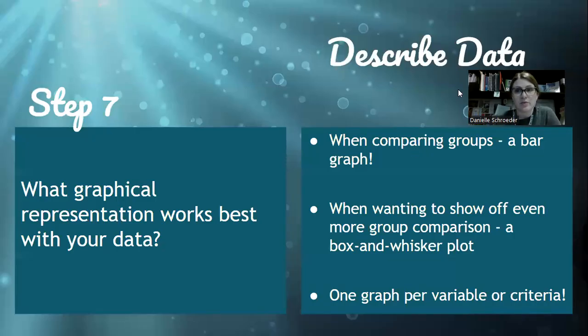All right, so when you are describing your data, you want to consider what graphical representation works best for you, okay? Bar graph in our case was a great choice, but a box and whisker plot was even better. Generally speaking, you have one graph per variable or criteria. Sometimes you can combine them, but generally speaking, it's one per graph.